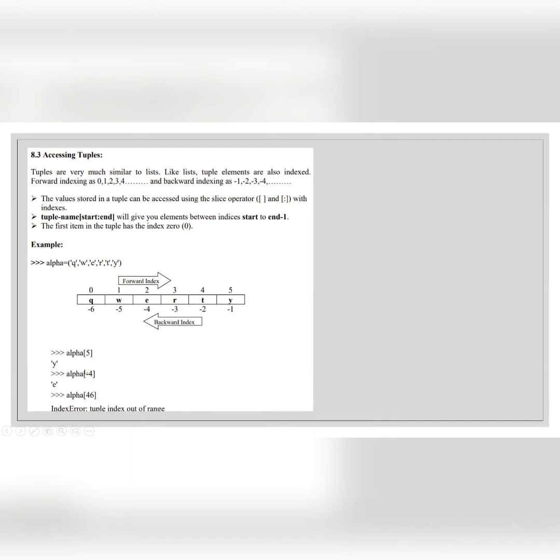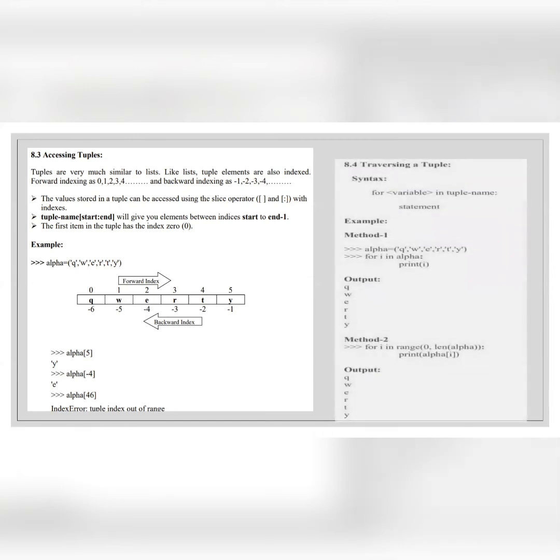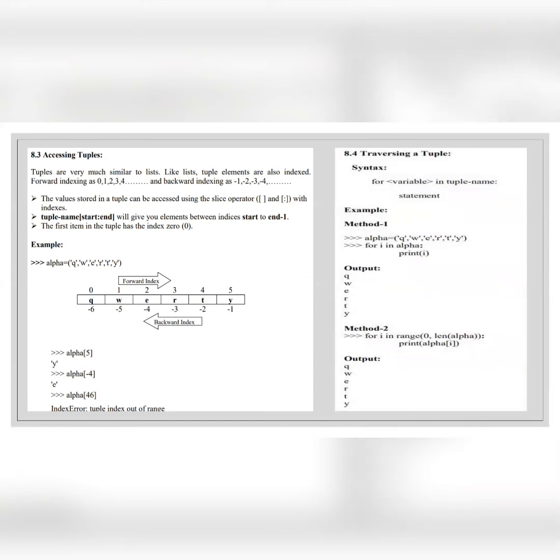Similarly, if I write alpha and in square brackets I write -4, then the fourth element from the back, -1, -2, -3, -4, this letter E is going to be printed. So it's the same concept as it was in list, nothing different. Then traversing a tuple, which is again the same way.